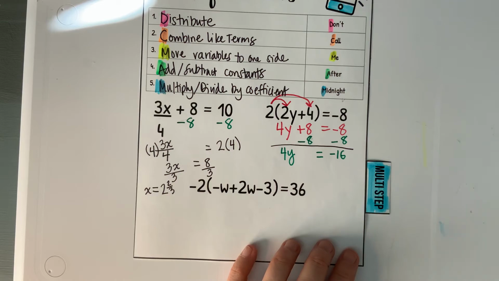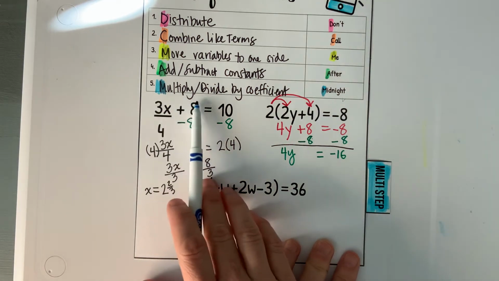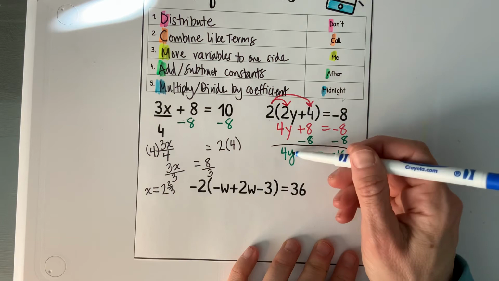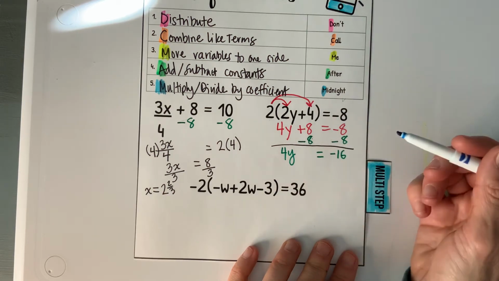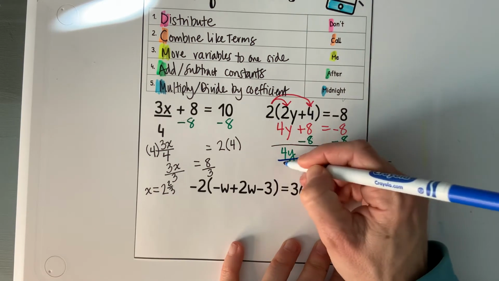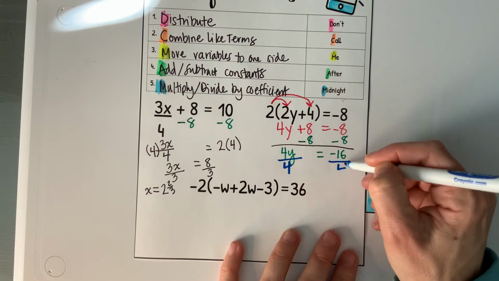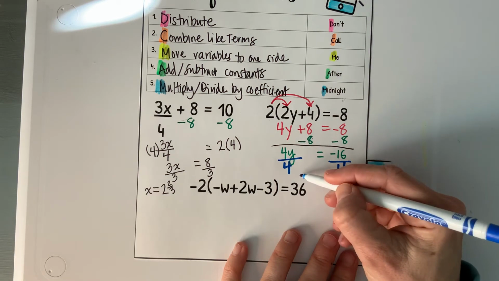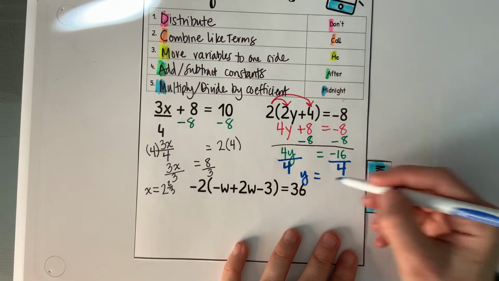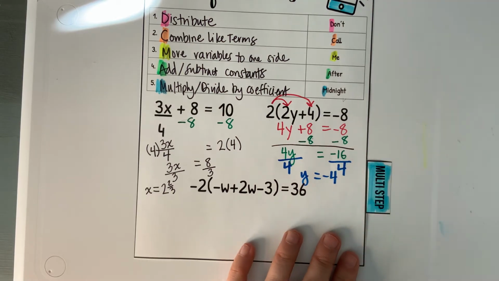All right, next thing is I'm going to be multiplying or dividing by the coefficient. So right now y is being multiplied by 4. So to undo it, I divide by 4 and divide by 4. So now I'm just left with y is equal to negative 4.